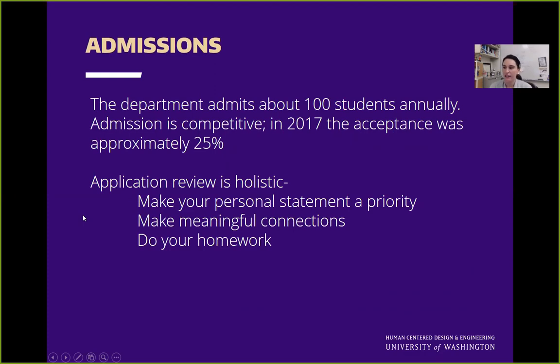Here's some information about our admissions. We admitted about 100 students this fall, and we do have a competitive admissions process. So it's about a 25% acceptance rate. But as I said about the holistic review, I'd like to note that because we're not using transcripts and GRE scores as just an automatic cutoff, it's competitive in a way that is how you are a good fit for the program. So you want to think about your personal statement as your top priority for your application.